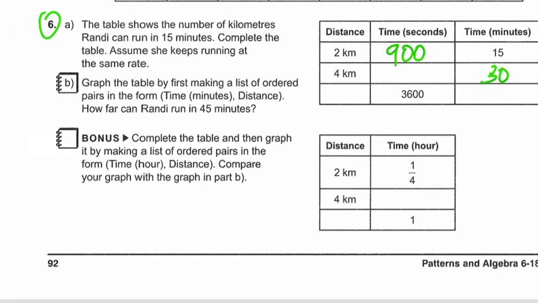Apologies again. So 30 minutes times 60 seconds would make this 1,800 seconds for 30 minutes. So if I double that to 3,600, that means I'm jumping this to 60 minutes. And if Randy's able to run the same rate, then she is going to run 8 kilometers in that time. All right, I hope that helps.